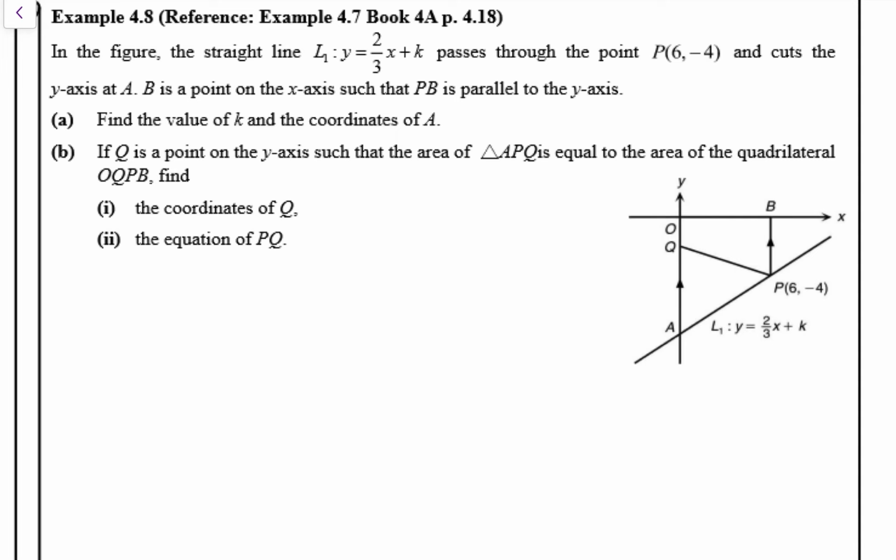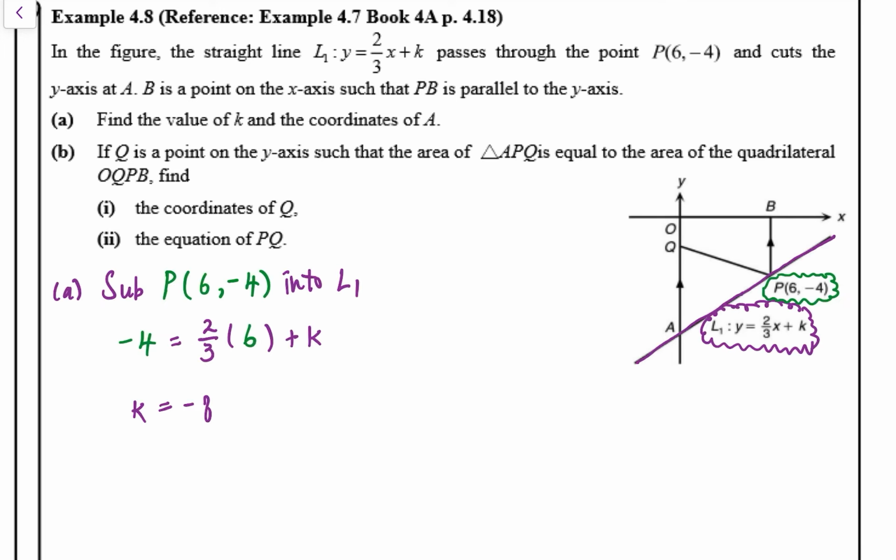So we look at L1, which passes through the point P. We'll make use of point P as well as the equation of L1 to find k. K equals -8.